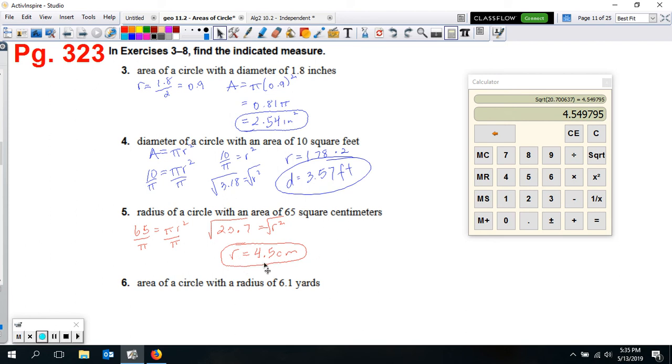So hopefully you said something very close to that for the radius. Now go ahead and stop the video again and try number 6. You're trying to find the area when you're just given the radius. This will be a little easier.